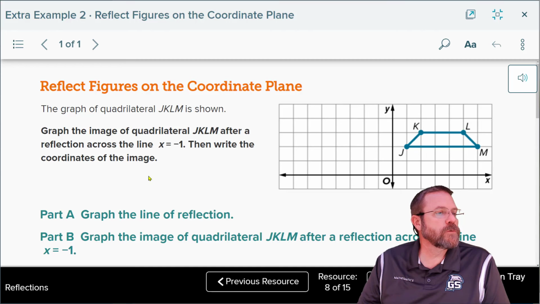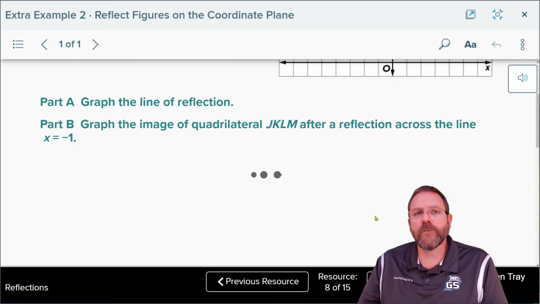And now you get to take a shot at this. Go ahead and work on extra example 2, and you're going to do it where x is equal to -1. So your vertical line is going to go right here where x is equal to -1. Go ahead and pause this video and work on that.